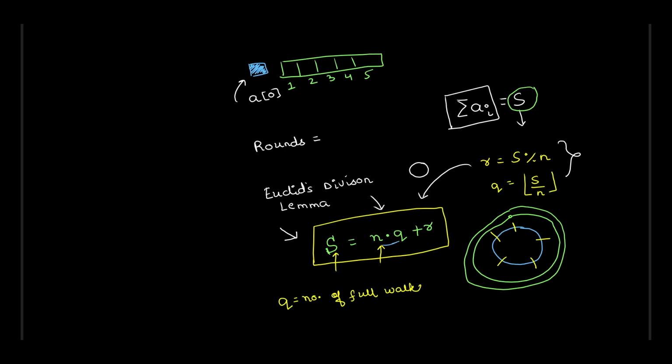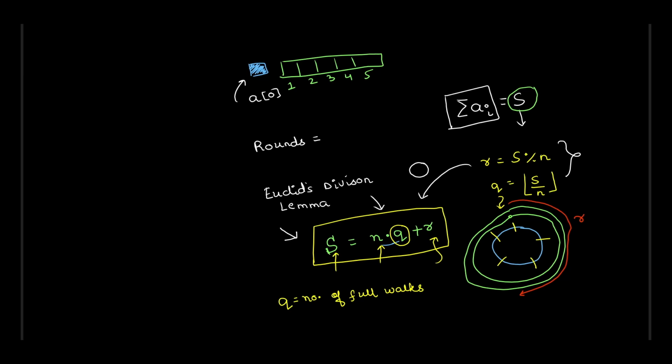Number of full walks. But what does this R signify on this circle? You can see that you have performed Q full walks on this circle. And then on the last walk, you will start your journey from here, and you will only be able to walk a total of R steps. So this is what the game pattern looks like.